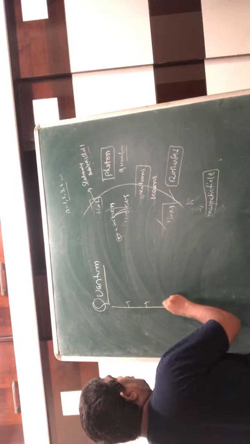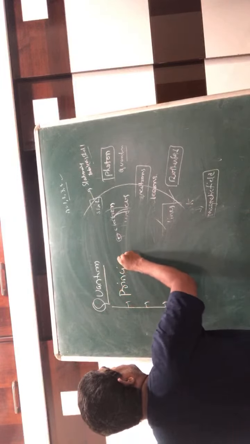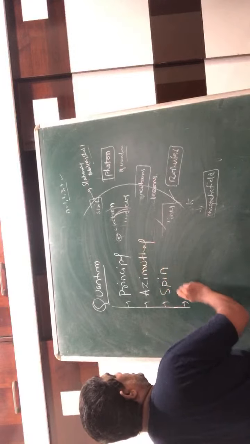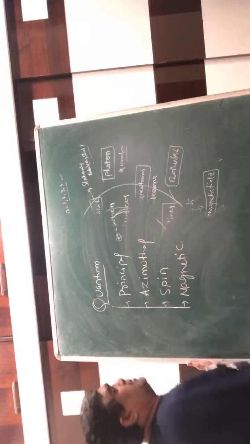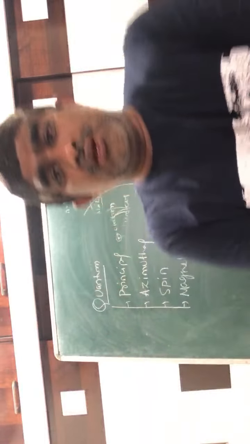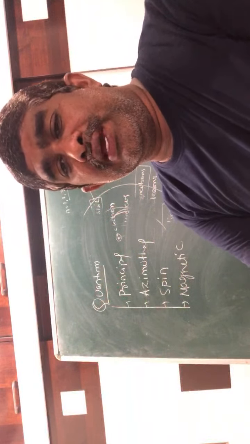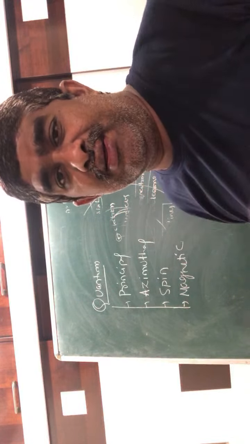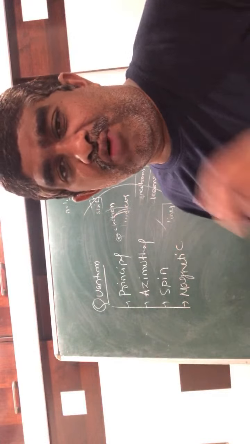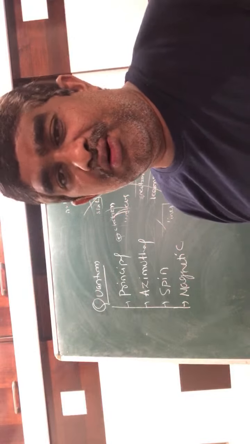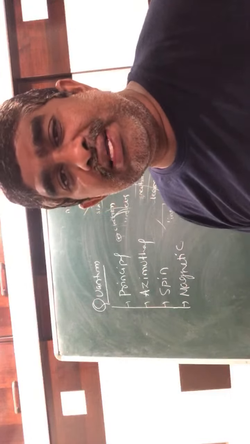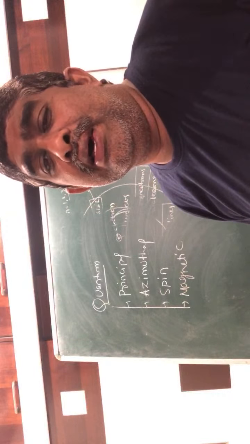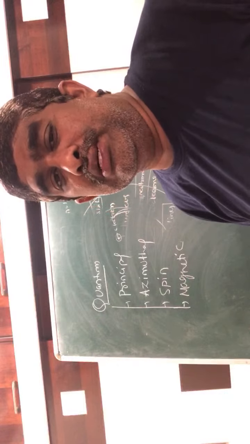There are four quantum numbers: principal quantum number, azimuthal quantum number, spin quantum number, and magnetic quantum number. If you learn these, we can exactly identify where the electron is in an atom, what its size, energy and shape are, and the orbit shape. So tomorrow we will discuss these quantum numbers.